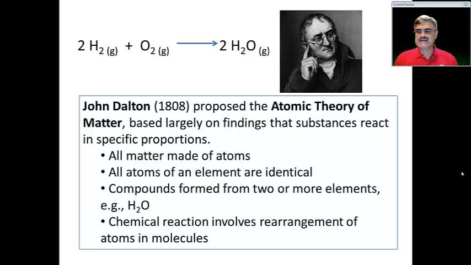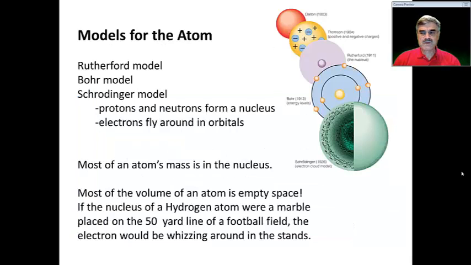Based on these types of observations, John Dalton proposed in 1808 the atomic theory of matter, which has the following important tenets: that all matter is made of atoms, and that for an element, all the atoms of an element are identical, and that a compound such as water is formed by two or more elements combining together in some way, such as the reaction above, and that in general, chemical reactions involve a rearrangement of atoms in a molecule.